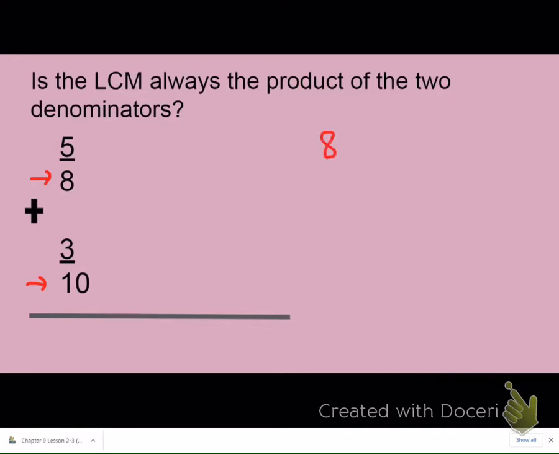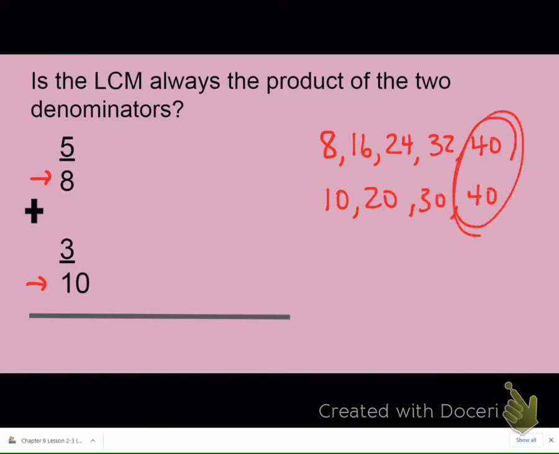Let me write down the multiples of 8. So we have 8, 16, 24, 32, 40. I don't think I need to go much beyond that, right? What are our multiples of 10? Well, that's pretty easy, right? 10, 20, 30, 40, and there we have it.